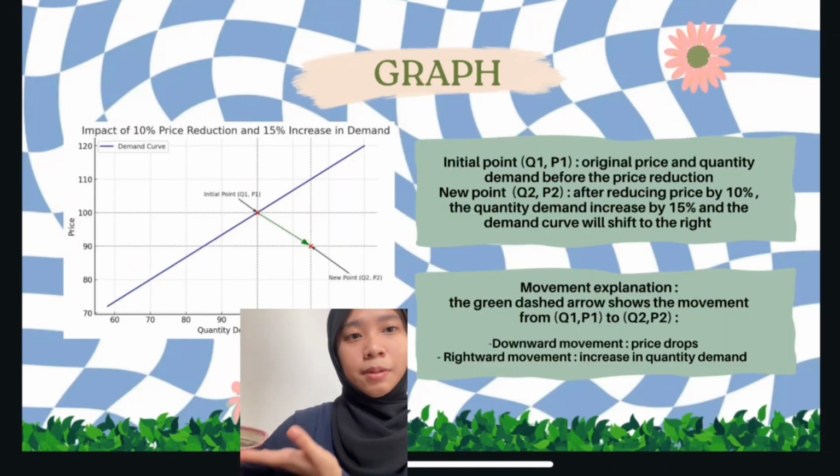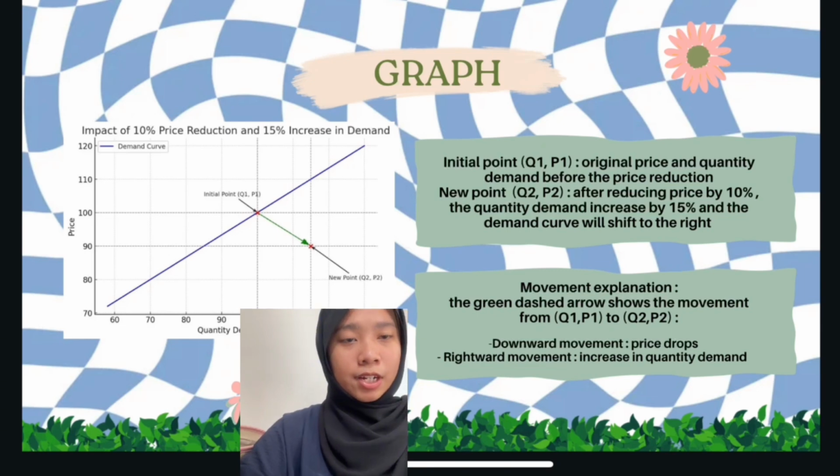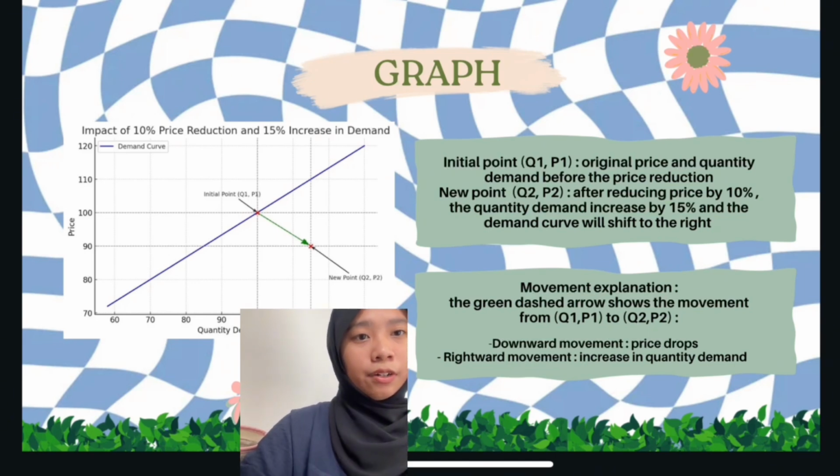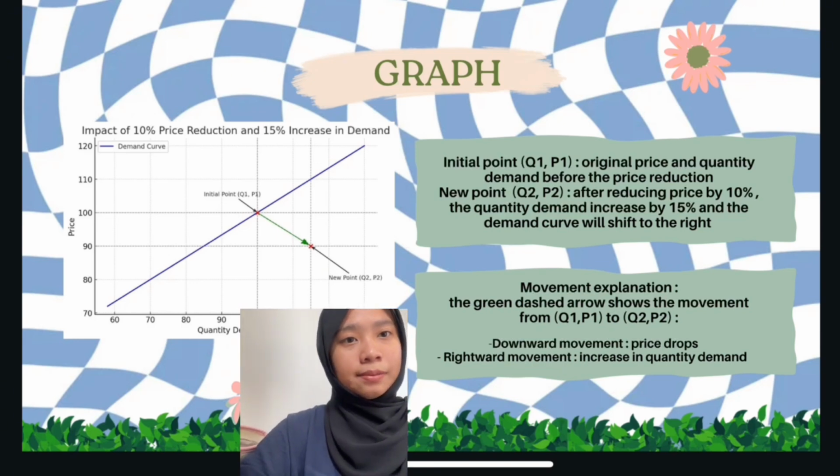So here is the demand curve. The initial point, which is Q1 and P1, is the original price and quantity before the price reduction. After the price is reduced by 10% and quantity demanded increased by 15%, we will get the new point, which is Q2 and P2, and the curve shifts to the right. And the green arrow shows the downward movement reflecting the price drop, and the rightward movement reflects the increase in quantity demanded.